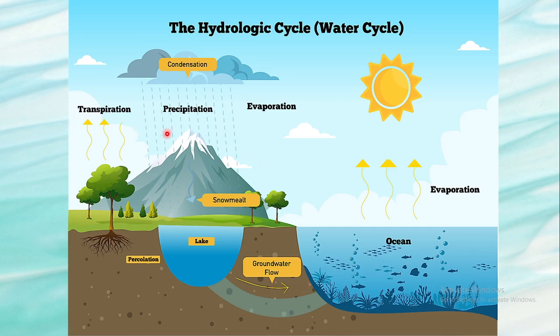When the plants release the water vapor, it rises in the atmosphere. This process is called transpiration, and plants release this water vapor through little pores on the leaves called stomata.